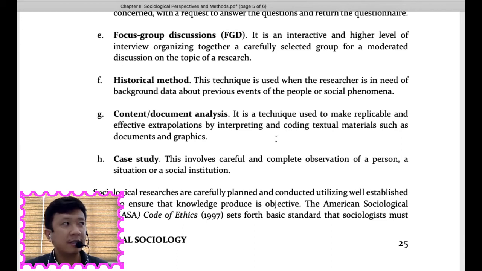Case study would be you're selecting, for example, a particular organization, like, say, a fan group. That's what you want to study. Ano bang ginagawa ng mga fan members? And what is the interaction of the fan with the idol? Okay? So that's a case study that you want to do.